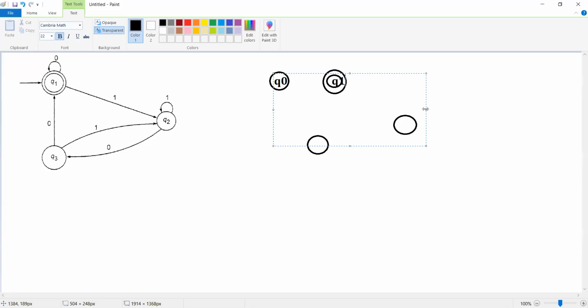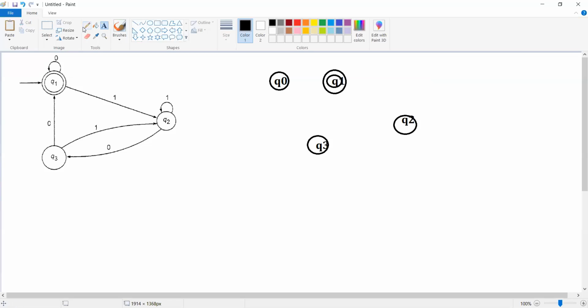And then this will be Q2, and here we have this one, Q2. So first I am solving the problem of the initial state. Okay, now let's go ahead and give the transitions. This is my new initial state and this is the old initial state.